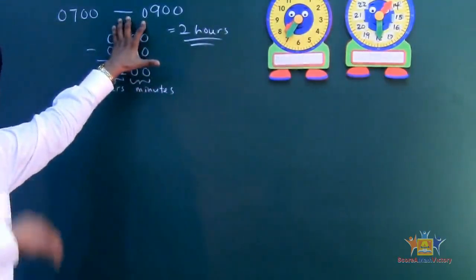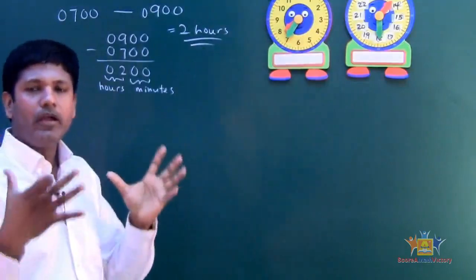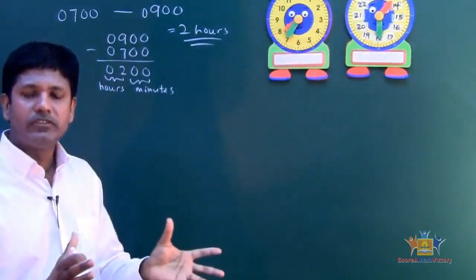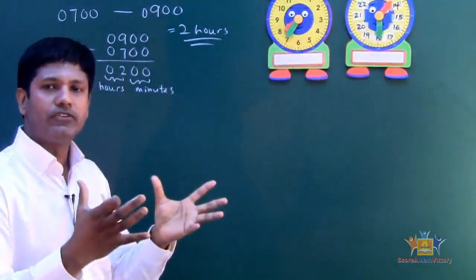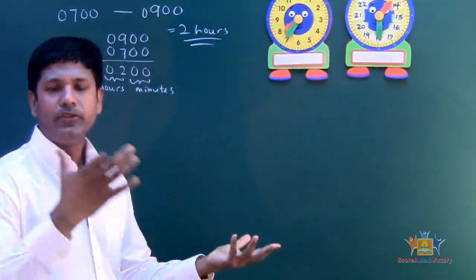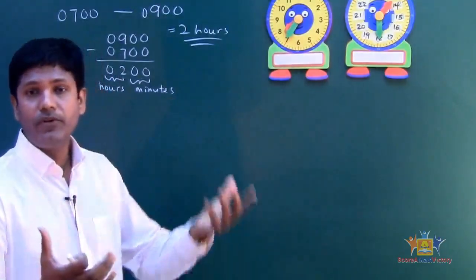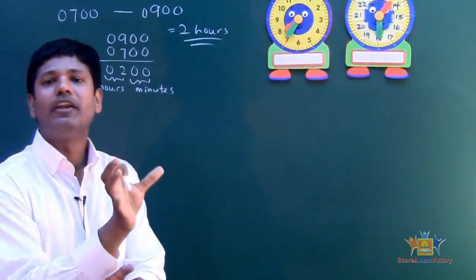What happens if it's the morning and the evening? Doesn't matter, because the interval for the 24-hour system doesn't matter. For the 24-hour system, whether you're taking from morning to the morning, afternoon to the afternoon, or morning to the evening, take the big number, line it up with the small number.